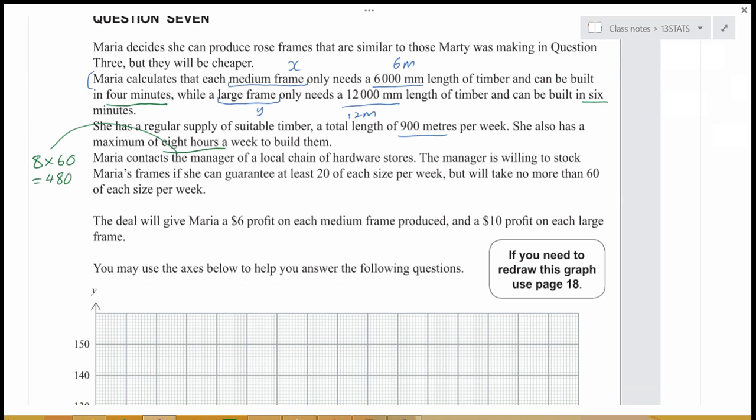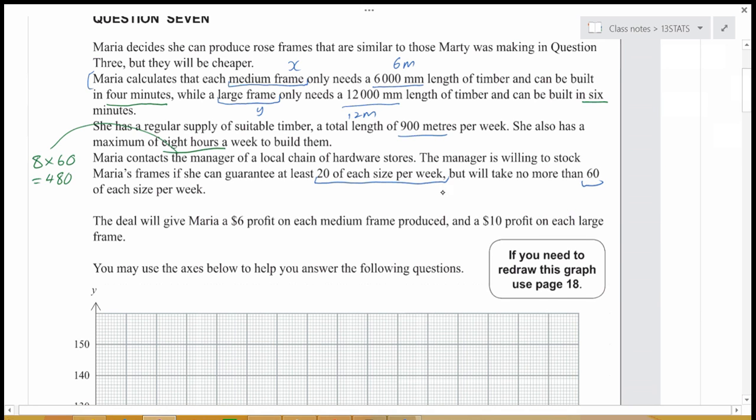So Maria contacts the manager of the local chain of hardware stores. The manager is willing to stock Maria's frames if she can guarantee at least 20 of each size per week. So at least 20 of each size, but will take no more than 60.